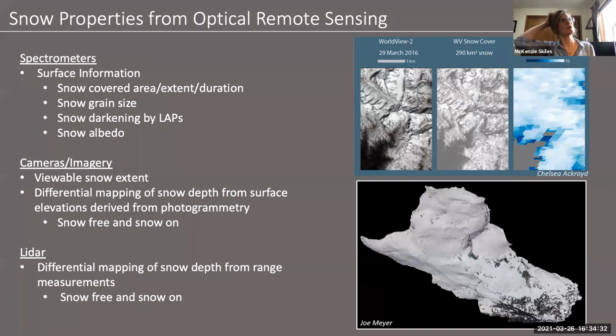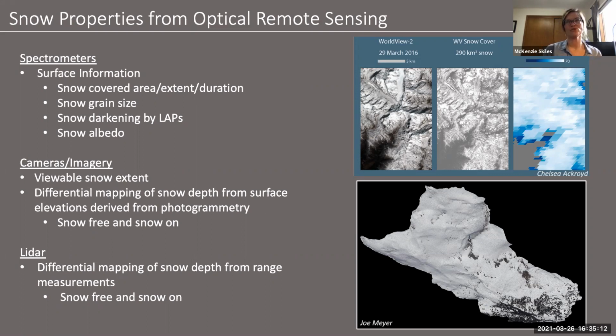Okay, so let's chat a little bit about what we can actually get from optical remote sensing. So from spectrometers, whether those are multispectral or hyperspectral, what those give us is surface information, because sunlight doesn't penetrate very deeply into the snowpack, right? It's really retrieving information about the snow surface. So we can get snow covered area and extent, and then from multiple retrievals, we can get snow duration, so we can see how that snow extent is changing, increasing and decreasing over time.